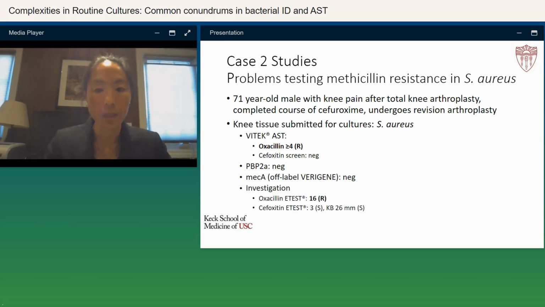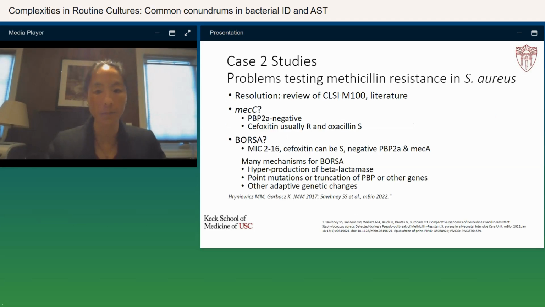Okay, so we confirmed, as just part of any sort of discordant investigation, we repeated and confirmed all the results. We ran the oxacillin on a second test method, the E-test, and that confirmed with an exact MIC of 16. And then the cefoxitin by Kirby-Bauer and by gradient diffusion strip were also susceptible, confirming the Vitek AST result. Okay, so now we definitely have confirmed discordance.